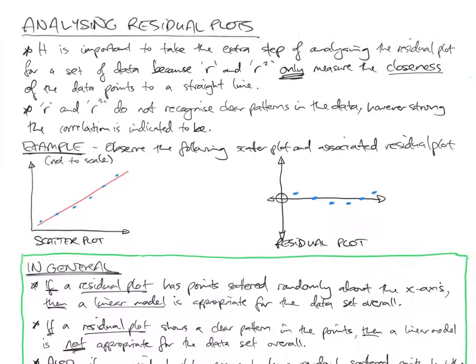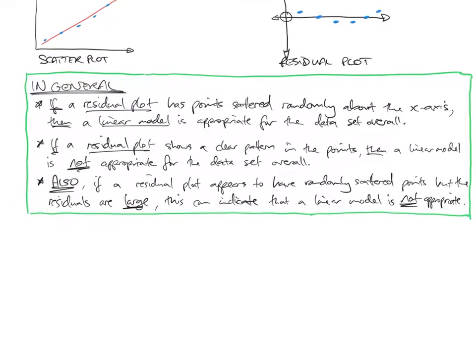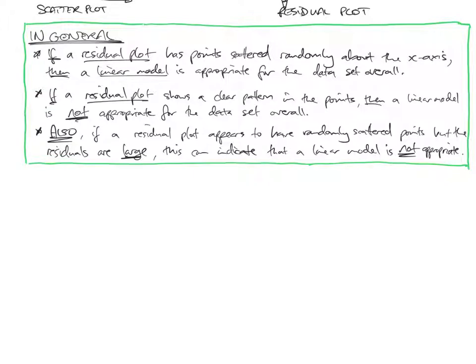So that leads us to the idea that the residual plot reveals patterns in the data that you don't see with r and r squared. In general, if you find a residual plot has points scattered randomly about the x-axis, then you're fine to suggest a linear model is appropriate. So if you saw something like this, a residual plot of a set of data. I don't have the data, I'm just making it up.